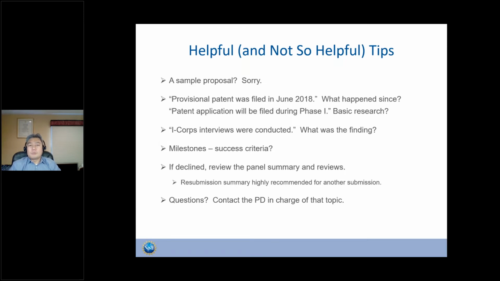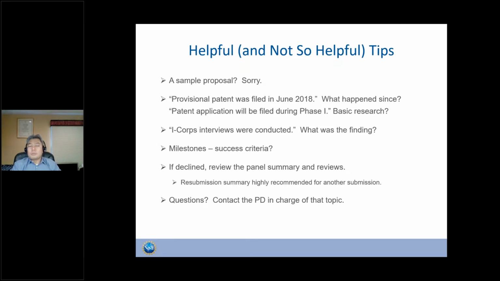submission. And one other thing is when a company gets declined, applicants will receive everything back in individual reviews, verbatim, minus the identity of the reviewer, as well as the panel summary that the panel as a group put together.